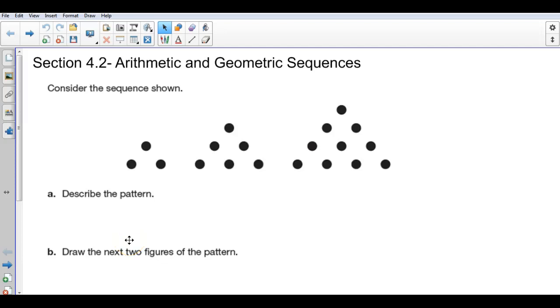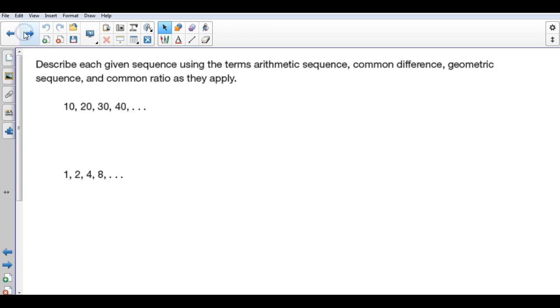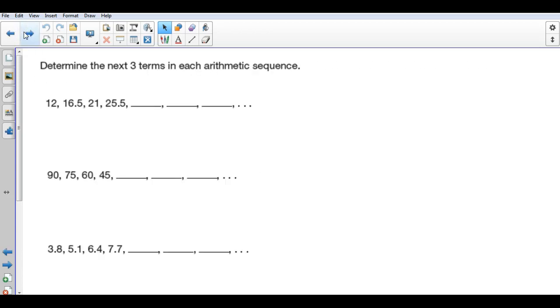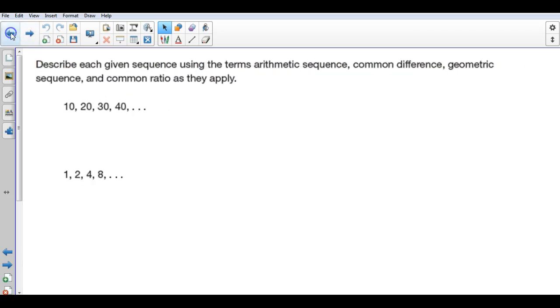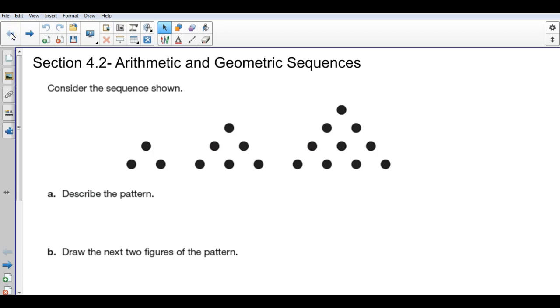Hello, welcome to section 4.2. We're going to talk about arithmetic and geometric sequences. Actually, this covers 4.1 and 4.2. So we'll start talking about patterns first, and then we'll move into arithmetic sequences, and then geometric sequences, and kind of get a little mix of both of them. So let's just start talking about patterns right away.